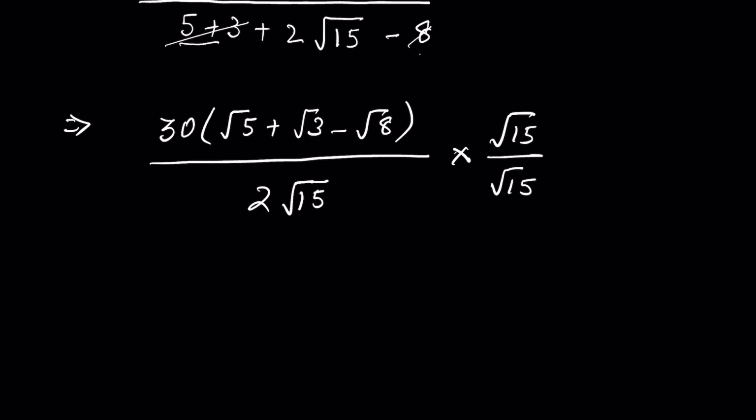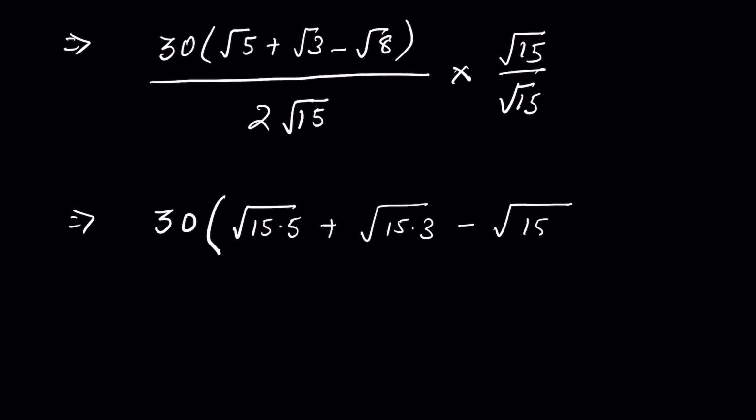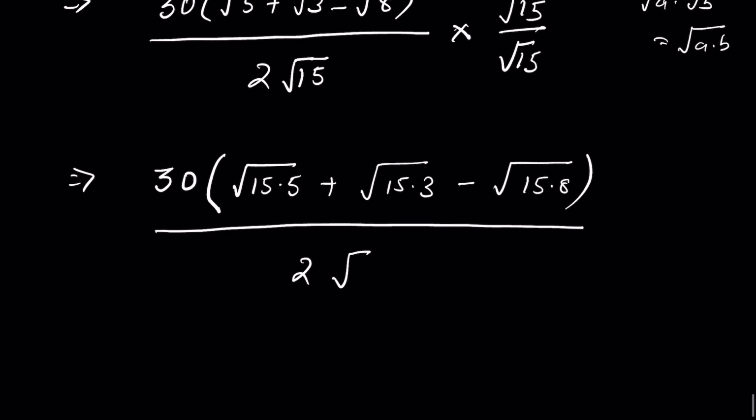When we multiply and divide by the same number, it's just like multiplying by 1, because this and this get cancelled and it is equal to 1. So again, not changing the question, rationalizing the denominator. So 30. Now again let's multiply the radicals. So it will be 15 times 5 under square root plus 15 times 3 under square root minus 15 times 8 under square root, because square root of a times square root of b equals a times b under square root, then upon 2 times square root of 15 square.